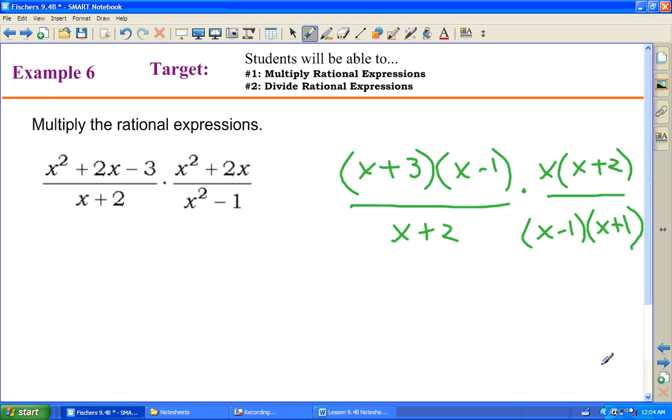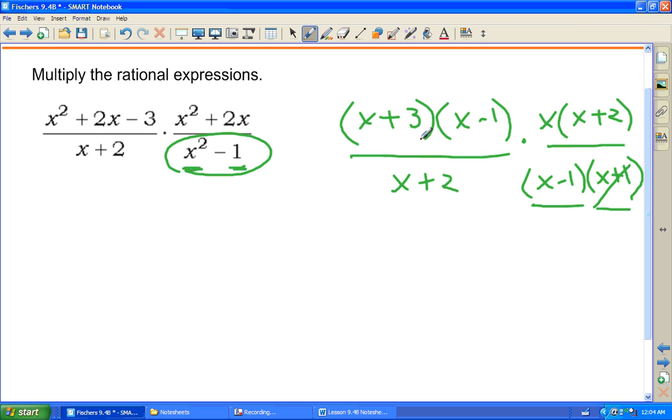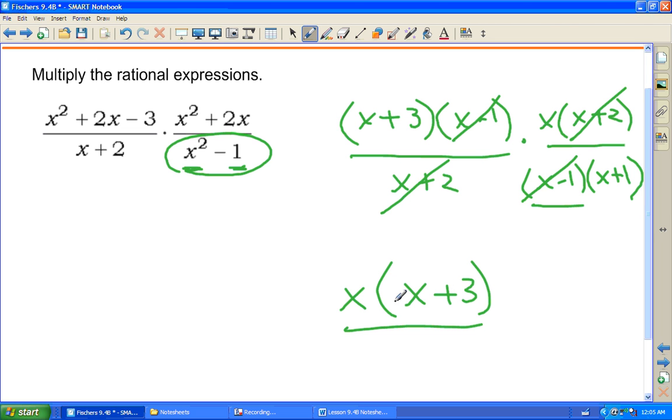If you factored this properly, you should have gotten these factors here. And the key thing is seeing that this is 2 perfect squares. So it's x minus 1, x plus 1. Oops, that's not going to cancel anything. This is going to cancel this one. X plus 2 cancels this one. What's left is x over here times x plus 3 all divided by x plus 1 is what's left on the denominator. There's your final answer.